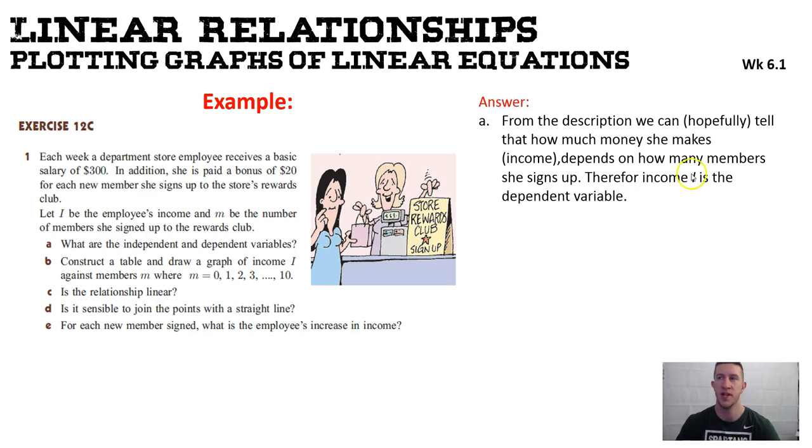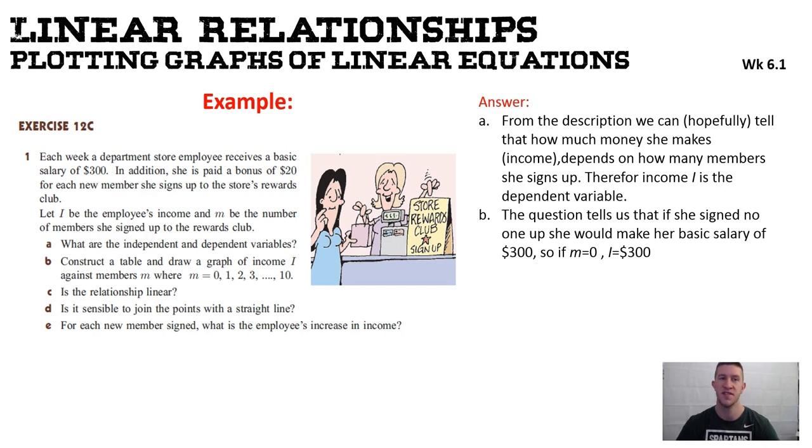So from the description, hopefully we can tell that the money she makes, which is her income, depends on how many members she signs up. Therefore, her income is the dependent variable. Part B says to construct a table and draw a graph of the income against the members, where they want us to set the number of members signed up from 0, she doesn't sign any up, all the way up to she signs up 10.